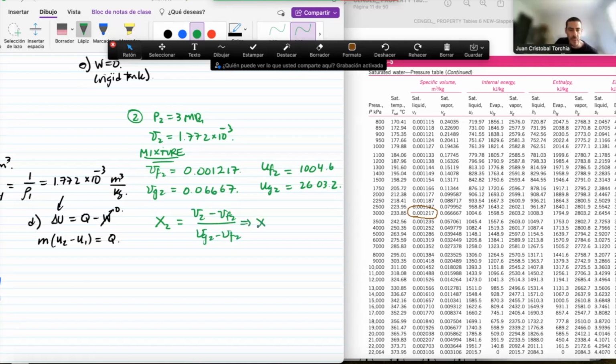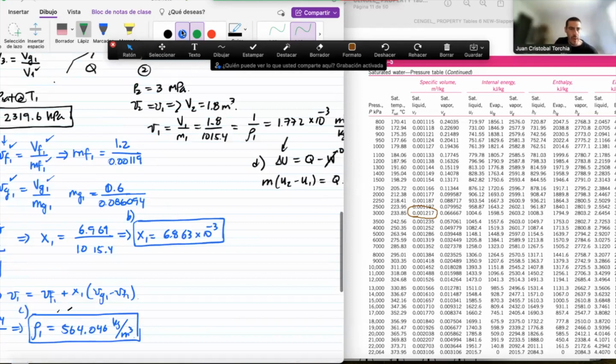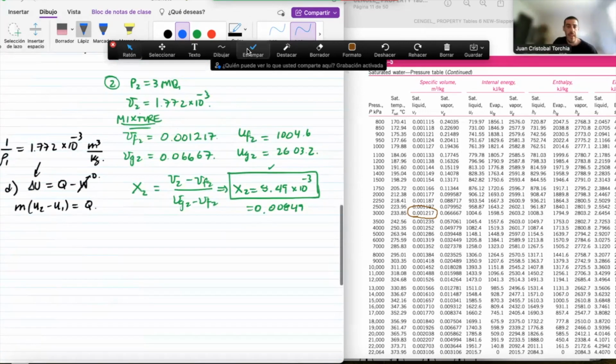If you do this, x2 is going to be equal to 8.49 times 10 to the minus 3. So this is the value of the quality at 2. Maybe you can check the values of the qualities now. This one is 0.00849. And the other one was, if you want to put it another way, 0.0068. So the quality increased very, very little, but it increased. Okay, I'm going to follow that line and then calculate stuff.